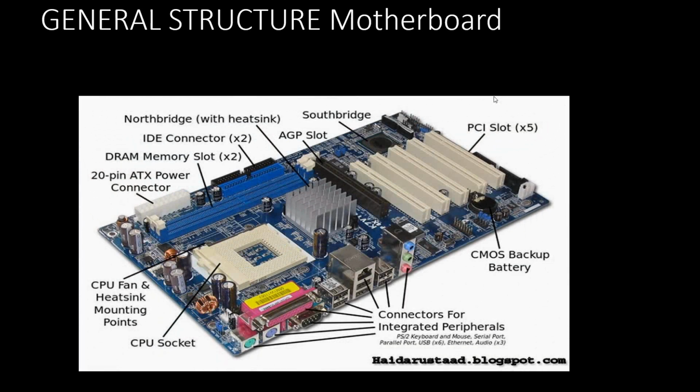Next we go to the general structure of the motherboard. In the general structure there will be a south bridge and a north bridge. The north bridge connects the very important integrated peripherals: keyboard, mouse, DRAM memory, IDE, CPU fan, CPU socket, and GPU connector, plus the mouse, serial port, parallel port, and audio. In the south bridge there will be the CMOS backup battery with the PCI slot, and the AGP slot.